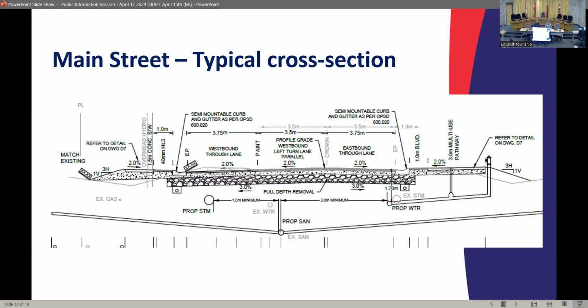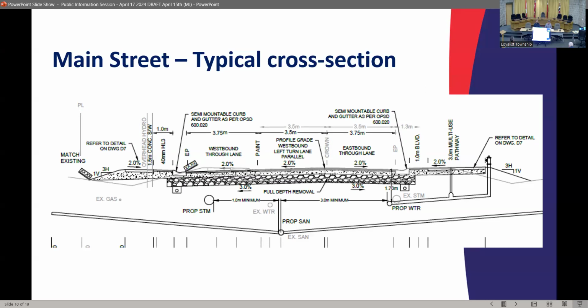So when I talk about a cross section, what I'm talking about is if you were to look straight down the road and kind of slice it in half so you could see all the various components, basically as you see up on the screen. And it's a typical illustration of what the road should look like, and all the different measurements for all the different features. So this would be the typical cross section that we'll be putting onto Main Street. There are some variations depending on where you are.